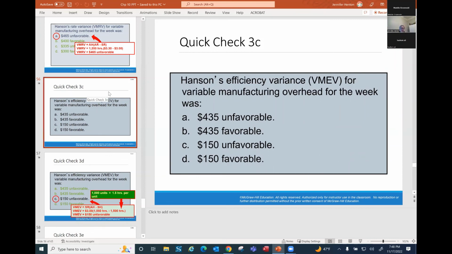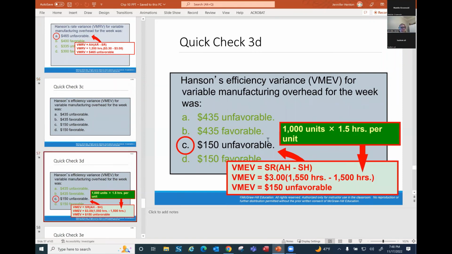Well, my actual hours are 1,550 and what I was estimating was 1,500, so I'm over. That's going to give me an unfavorable balance. So the difference is $150, and it's unfavorable. This is how we calculate that out, and it tells you the 1,000 units times the 1.5 is how you get the 1,500.